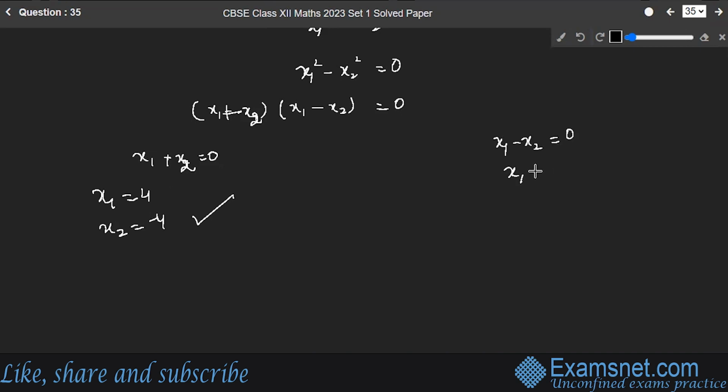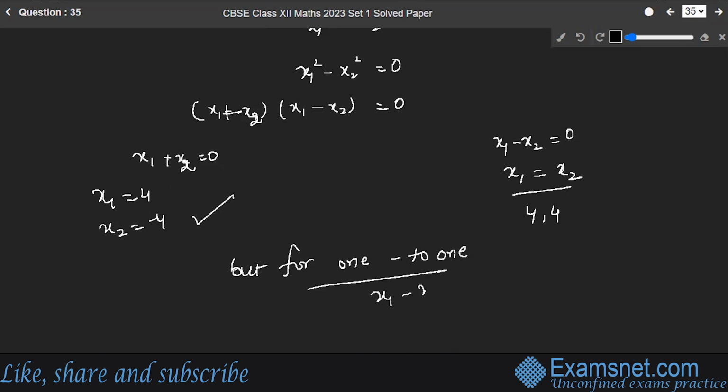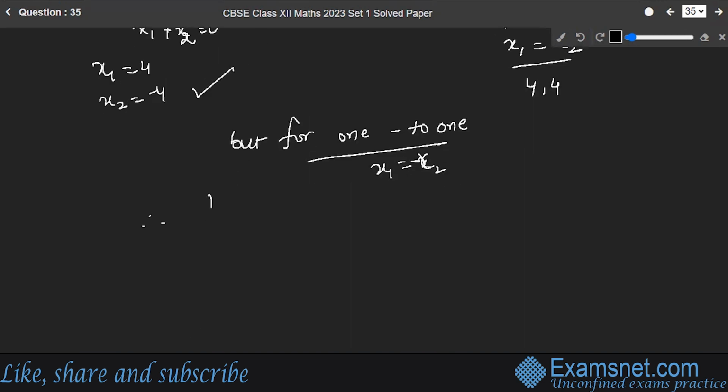Also, if I take x1 as, see, this is giving me x1 is equal to x2. This is also possible, like you can have the 4, 4 or any such type of values, right? But for 1-to-1, x1 should be equal to minus of x2, right? Therefore, f(x) is not a 1-to-1 function.